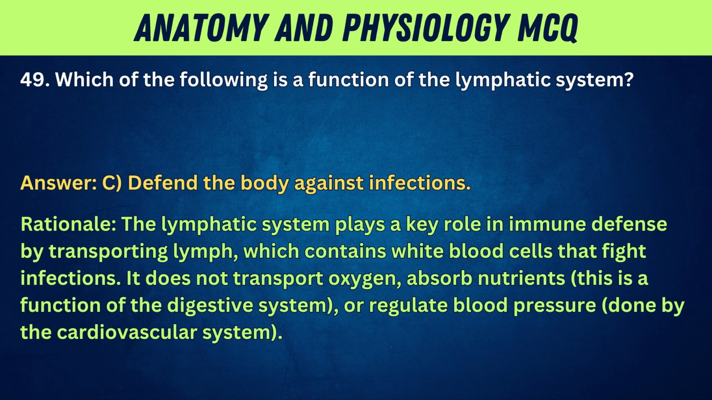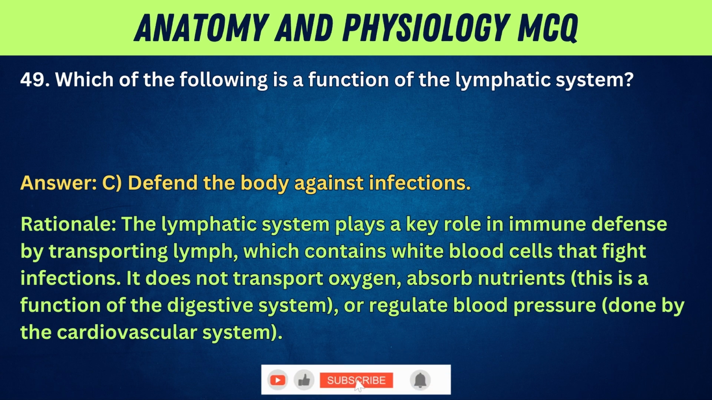Rationale: the lymphatic system plays a key role in immune defense by transporting lymph, which contains white blood cells that fight infections. It does not transport oxygen, absorb nutrients, which is a function of the digestive system, or regulate blood pressure, done by the cardiovascular system.